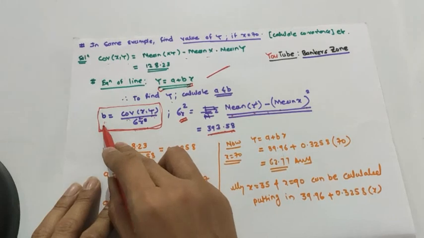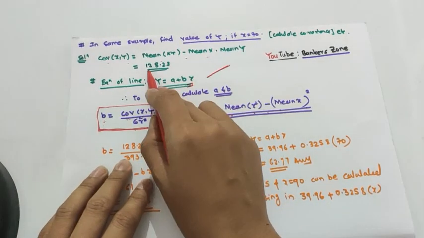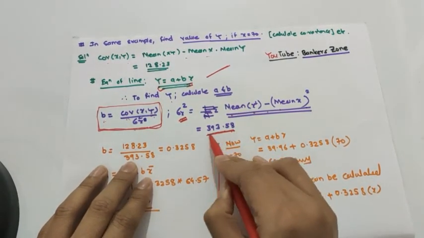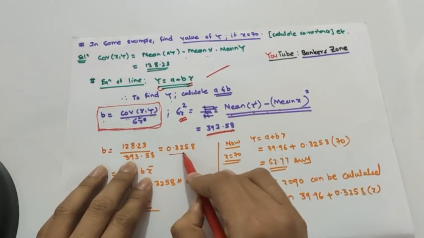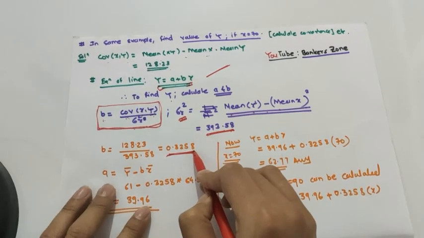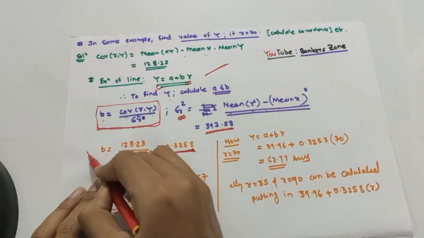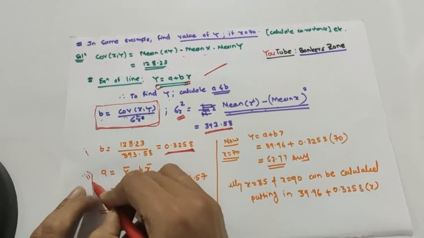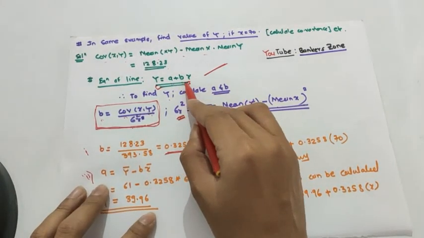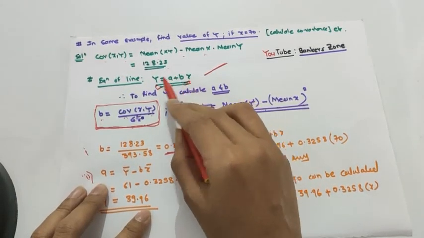Now what is b? Covariance of xy upon sigma x square. The covariance we have already calculated, 128.23, divided by sigma x square, that is 393.58. So b we have calculated as 0.3258. Now the time is to calculate a. Always remember, first calculate b, then calculate a, because there are two constants a and b to calculate. X and y are variables.